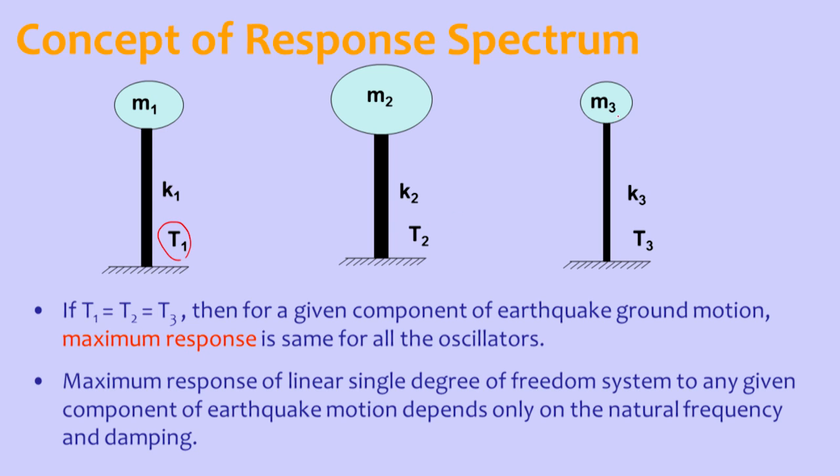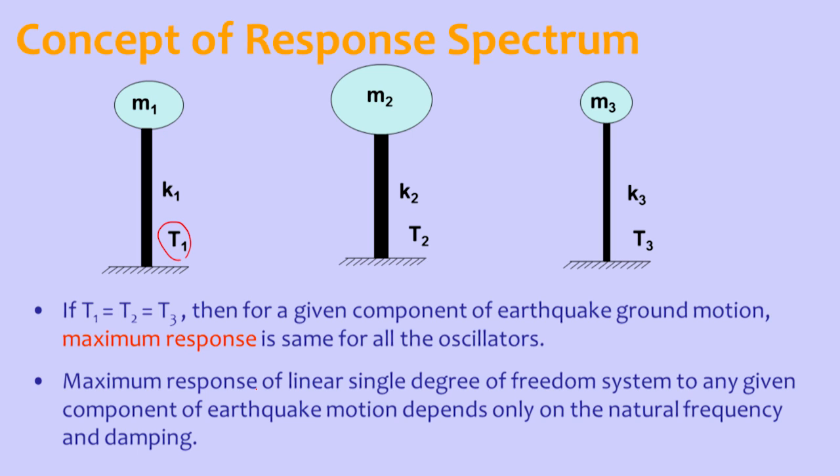And the third structure has mass M3 and stiffness K3. In a similar manner we calculate the natural period of this structure. Now, what response spectrum gives is, if the natural periods T1, T2, T3 are all the same, then for a given component of earthquake ground motion, the maximum response is the same for all the oscillators. That means no matter what the structure's mass and stiffness are, if the natural period is matching, the response spectrum says that the maximum response is the same for all three oscillators.